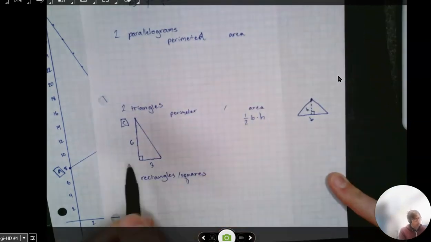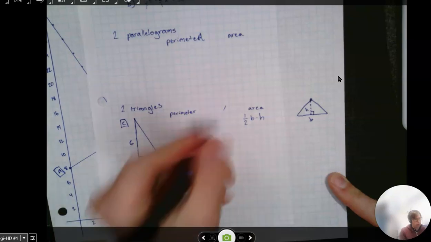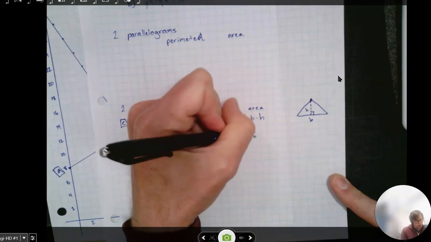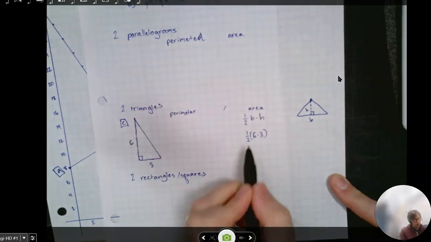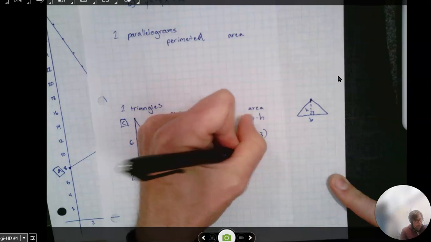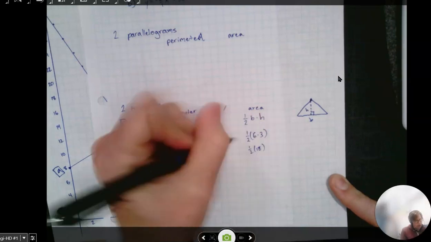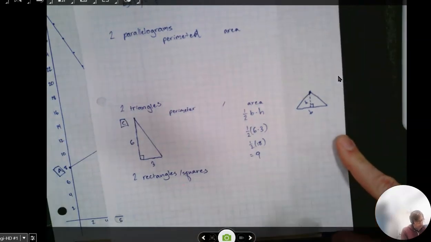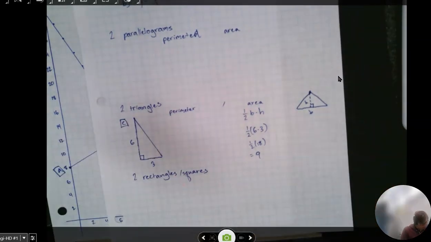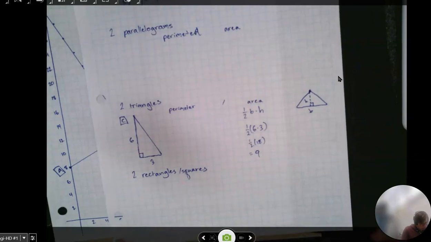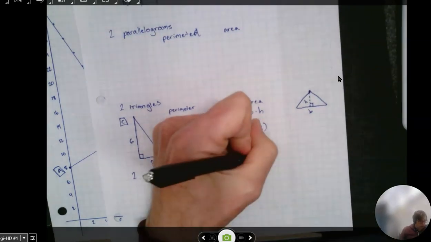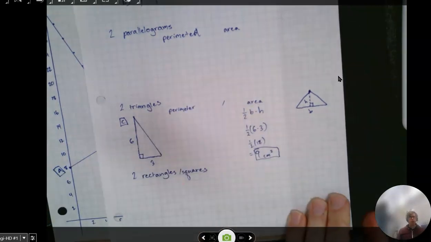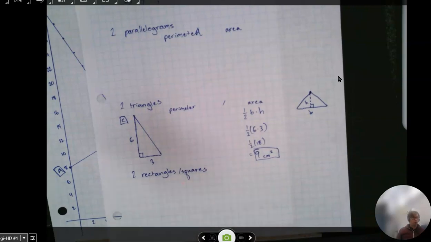Okay, 1/2 base times height. So 1/2, 6 times 3. 6 times 3 is 18. I'm going to show my work. So the area of this triangle is 9. And honestly, these are centimeter squares. I believe each of these is a centimeter. Maybe slightly off, but I could go ahead and write centimeters squared. 9 centimeters squared. Great. So you would repeat that with the whole other triangle again.